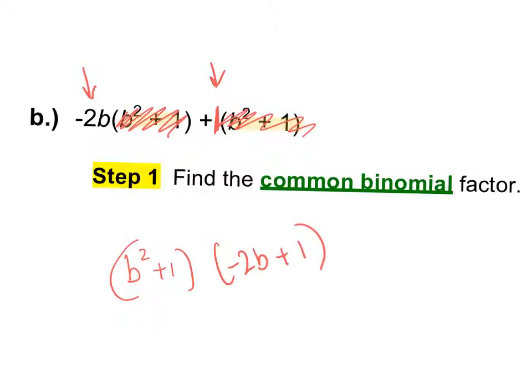plus 1. So that if you want to check your work, you're going to do b squared plus 1 multiplied by the entire negative 2b. So negative 2b times the entire b squared plus 1, and then 1 times the entire b squared plus 1, which just gives you b squared plus 1.